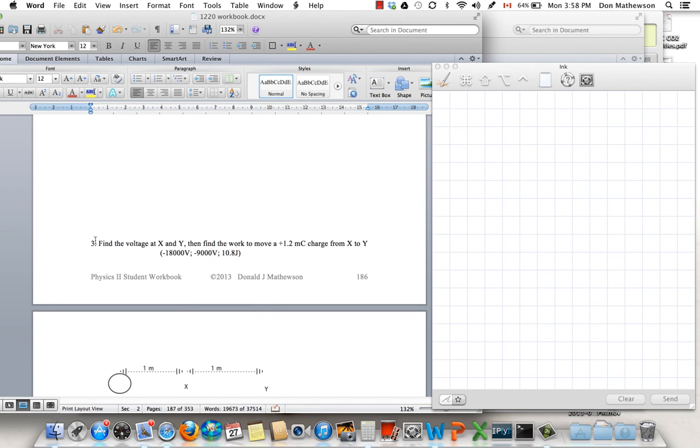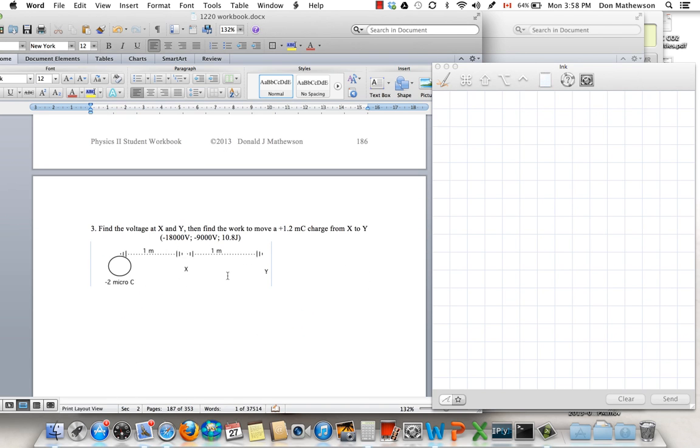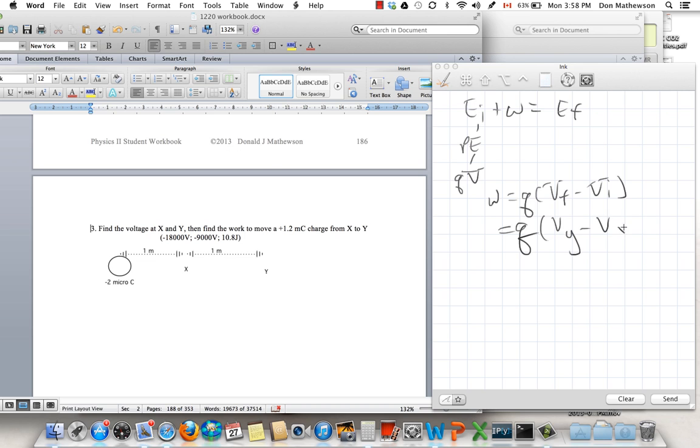Let's find the potential at a couple of points here and then find the work done to move a charge from a point X to a point Y. Well, we derived a few pages previously that the work done will be the charge times the difference in potential. I suppose we should really start from first principles and say energy at the beginning plus work is energy at the end. The energy is just potential because it begins and ends at rest. Potential is just QV, so when you bring it over to the other side, you get Q times V final minus V initial. Okay, so we're moving from X to Y, so Y is the final point and X is the initial point.